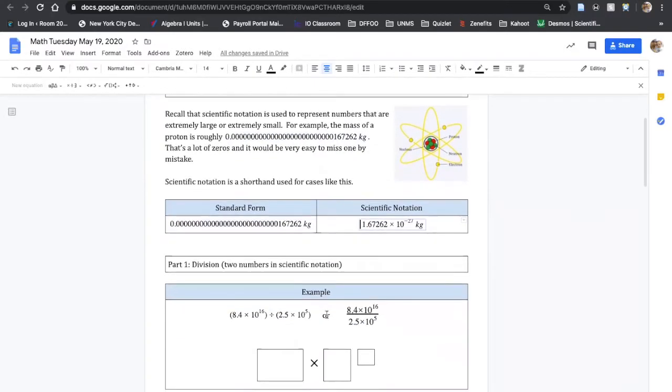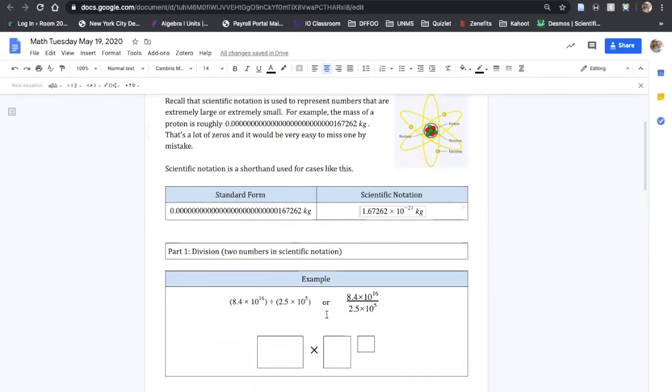Now, getting to the practice for today, right? Yesterday we saw multiplying numbers written in scientific notation. Today we're going to be dividing numbers written in scientific notation. Now, when you come across these problems, you're going to be seeing them written two different ways. They both mean the same thing. So you might see it with a division sign. So I see 8.4 times 10 to the 16th divided by 2.5 times 10 to the 5th.